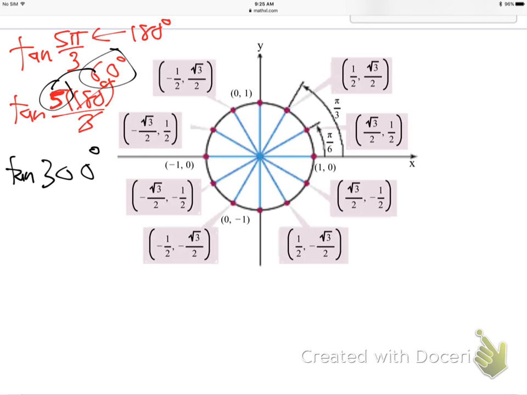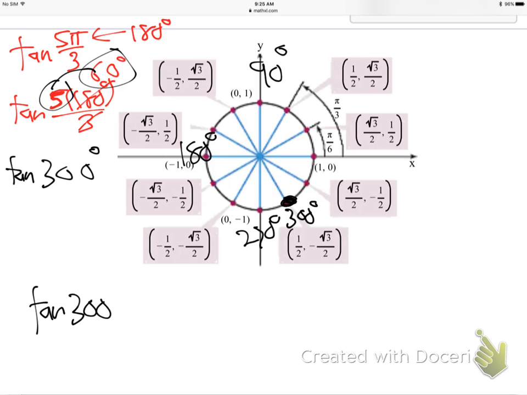Tangent 300. So which angle is 300? Remember, this is 90, 180, 270, so right there must be 300, right? We good? Find that spot. So this is the dot we're talking about. Tangent. Now remember, tangent is sine over cosine, right? Sine is y value, cosine is x value. So y value, x value.